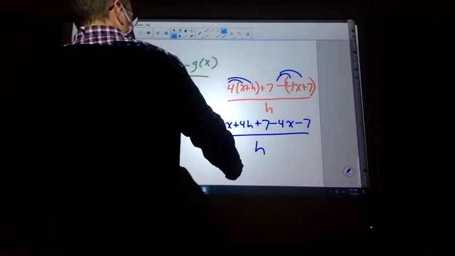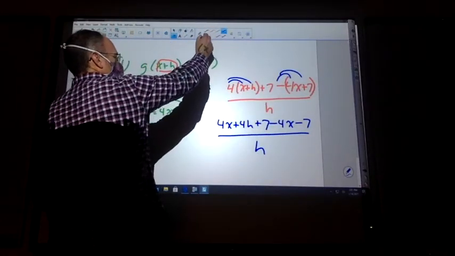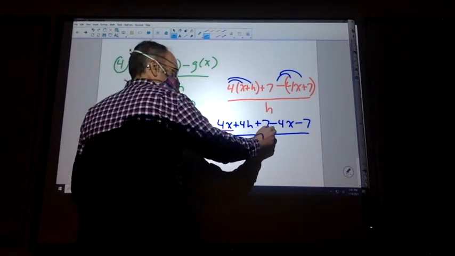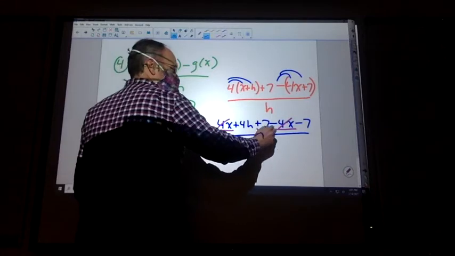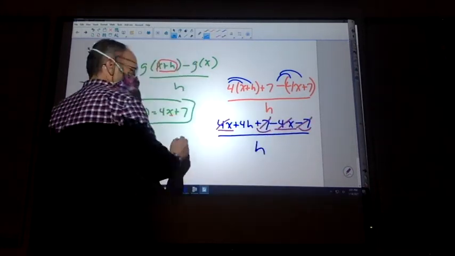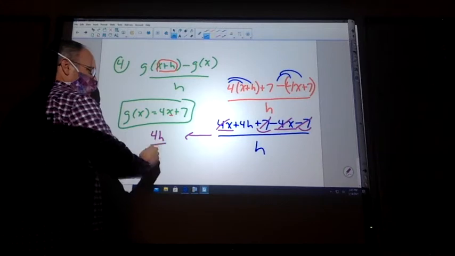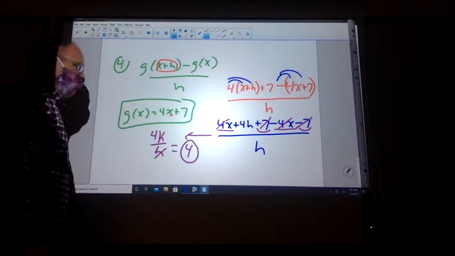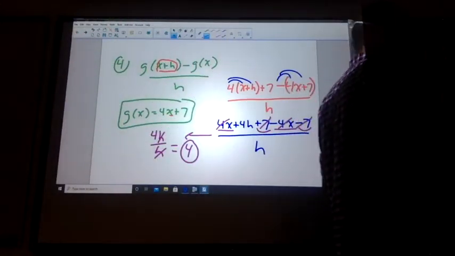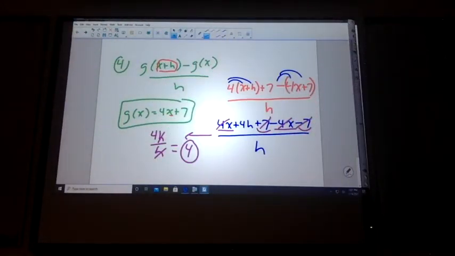So, when we start working this problem, my friends, first thing I'm going to do is look for like terms. So those are like terms. They cancel. These are like terms. They cancel. So I wind up getting 4h over h. H's cancel, so my answer result is 4. So the first derivative, and you want to talk about dimensions, a derivative is one dimension lower than the original equation. So, kind of cool. That's number 4.